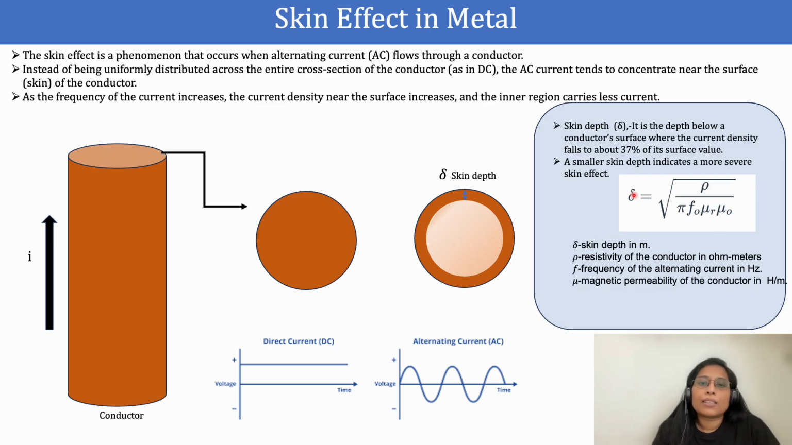Here we can see that the skin depth is inversely proportional to the frequency. That means that as the frequency of this alternating current increases, the skin depth decreases. That means the current will be concentrating only on the outer layers as the frequency increases. It will not be occupying the inner layer of the conductor.